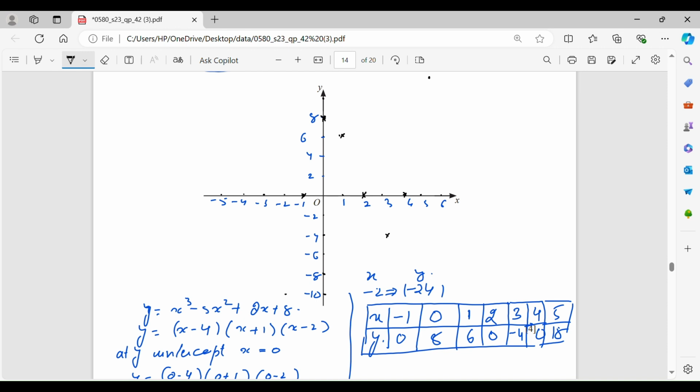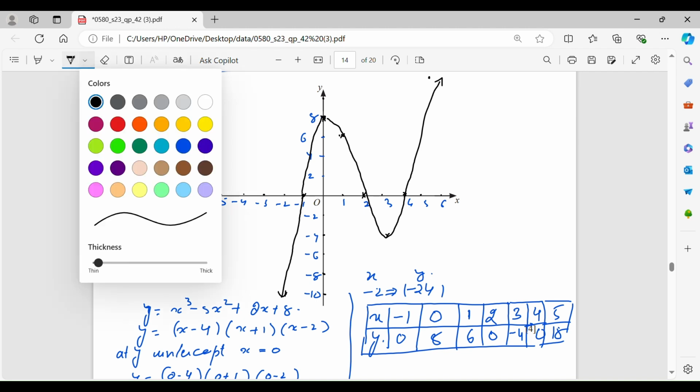First we will plot these points, right? Then right now at 5 it is going up. This will be like that. And at -1 it is going down. So this will be our graph for this equation, right? Hopefully you understand this question. Next we will do.